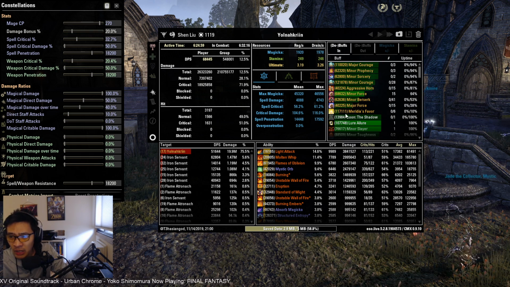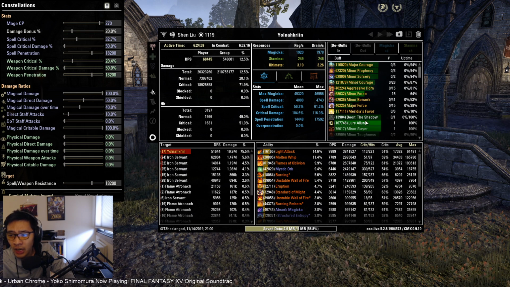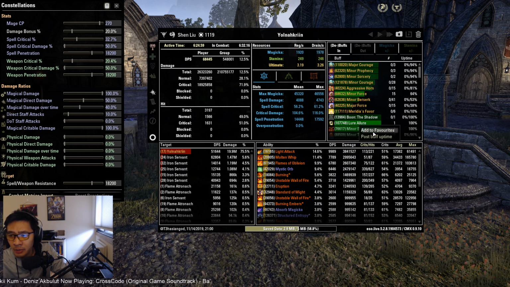Now you'll see here that I also have a couple of buffs and debuffs highlighted. You can pick which buffs you want to highlight by simply left-clicking and choosing add to favorites.